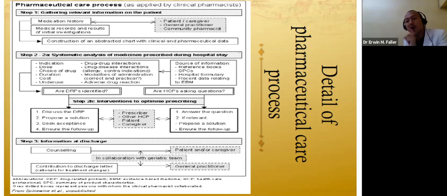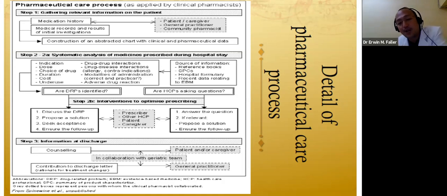So don't call the doctors and other healthcare professionals if you don't have a solution to the problem. And you should aggressively seek acceptance of your solution. You need to be convincing about your proposed solution, because your care plan would be useless if it is not accepted by the healthcare professional.